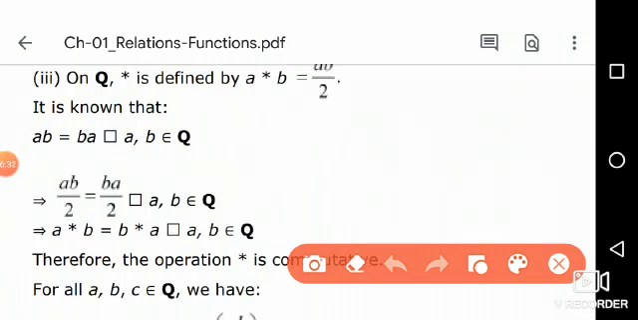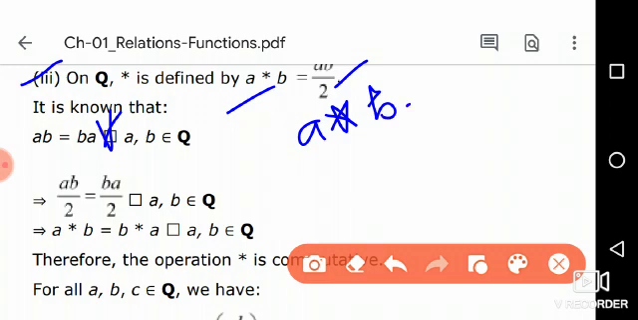Dear students, moving to the next question, question number 3. On Q, star is defined by A star B is equal to AB divided by 2. We have to determine whether the star is commutative or associative. Once again, for all A, B, A star B is equal to B star A.